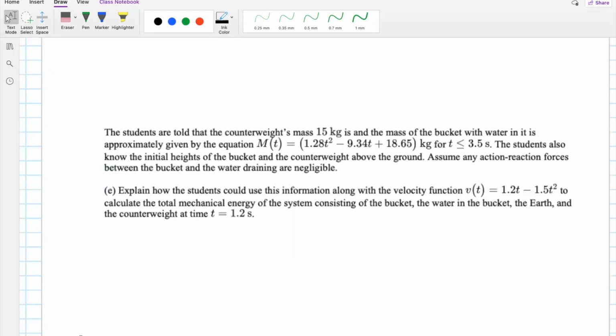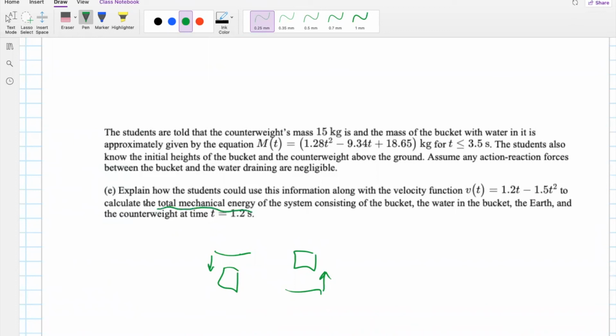Assume any action-reaction forces between the bucket and the water draining are negligible. Explain how the students could use the information along with the velocity function to calculate the total mechanical energy of the system consisting of the bucket, the water in the bucket, the earth, and the counterweight at a time t equals 1.2 seconds. So if we look at this, there's a couple of ways to do this. If we know the heights, we can measure their relative positions as they change to get the change in potential energy.